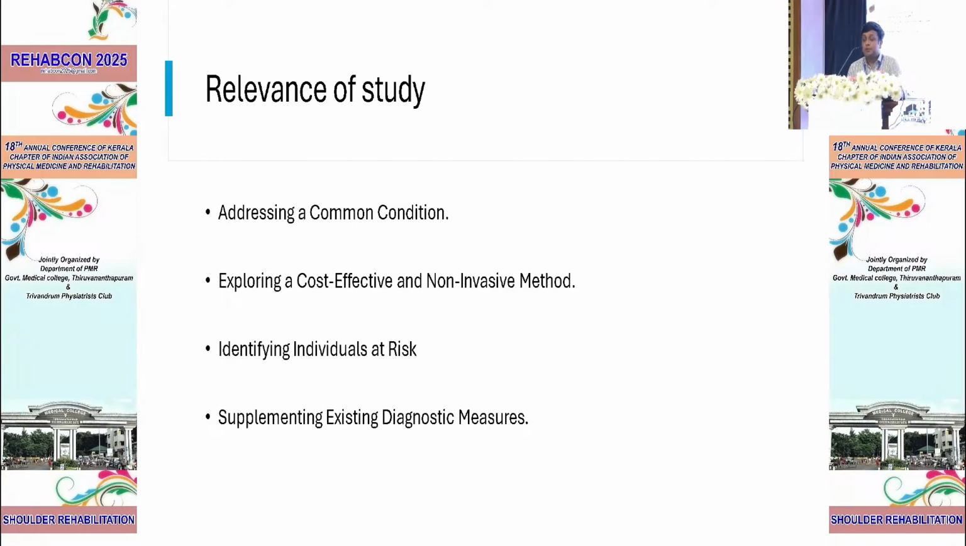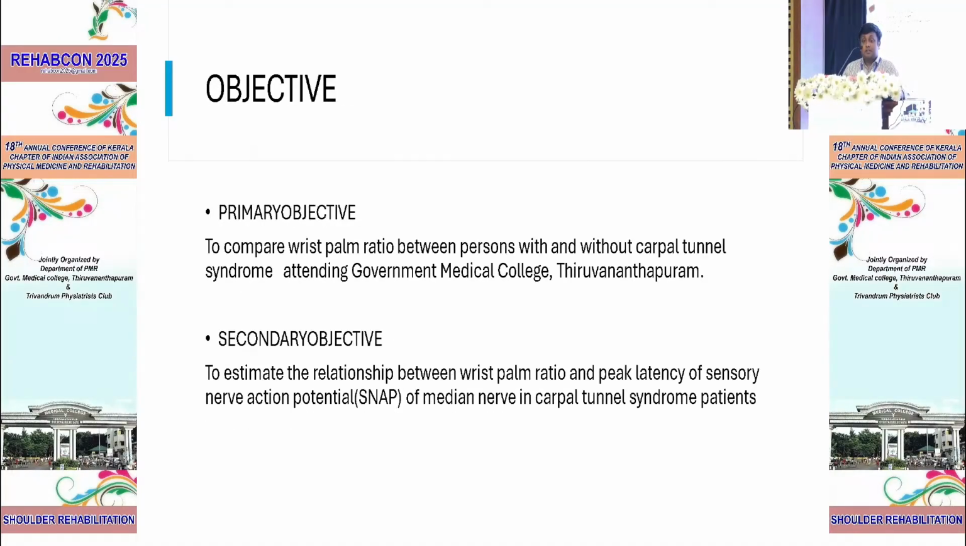Anthropometric study is a common method we encounter in CTS, and it's a cost-effective and non-invasive method that I am following. It is easy to identify the individuals at risk. And I am supplementing the existing diagnostic measures with the wrist-palm ratio. I already have NCS and other measures to find out the CTS. The primary objective was to compare the wrist-palm ratio among the persons with and without carpal tunnel syndrome. The secondary objective is to estimate the relationship between wrist-palm ratio and the SNAP of the median nerve in carpal tunnel syndrome patients.